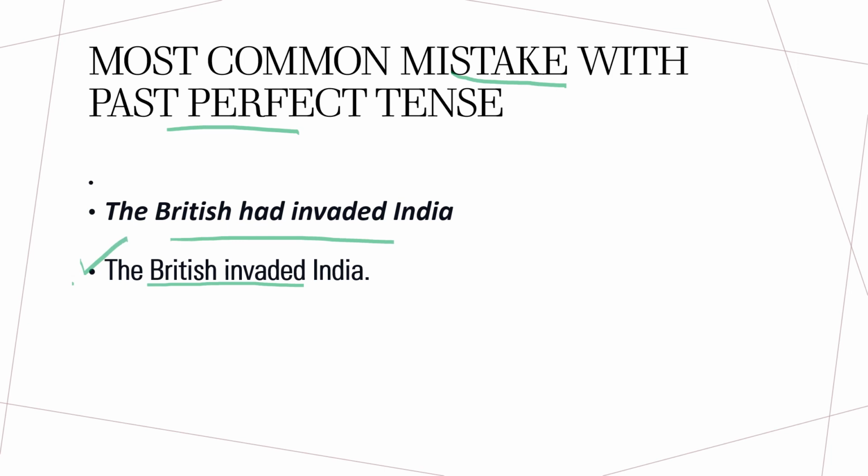Remember that we only use the past perfect when we want to refer to a past earlier than another time in the narrative. Just because something happened in the distant past, it doesn't mean that we have to use past perfect. In this case, past simple is a better idea. The British invaded India instead of the British had invaded India.